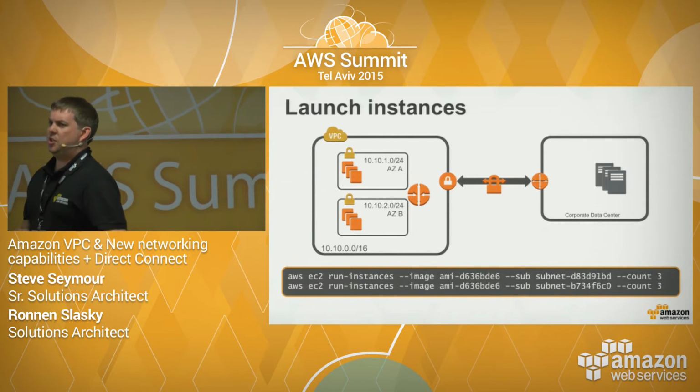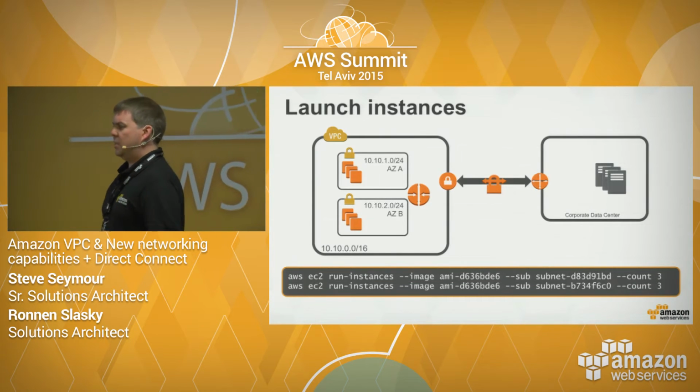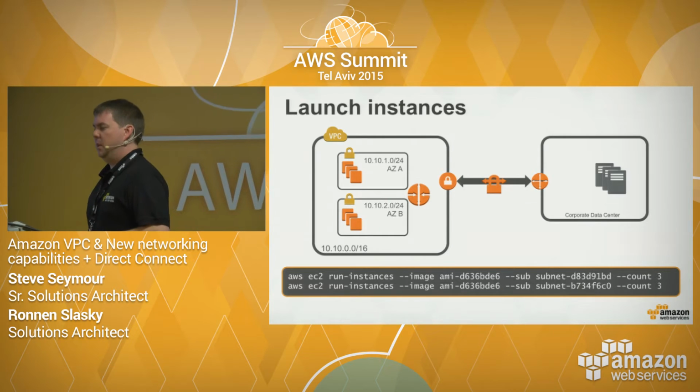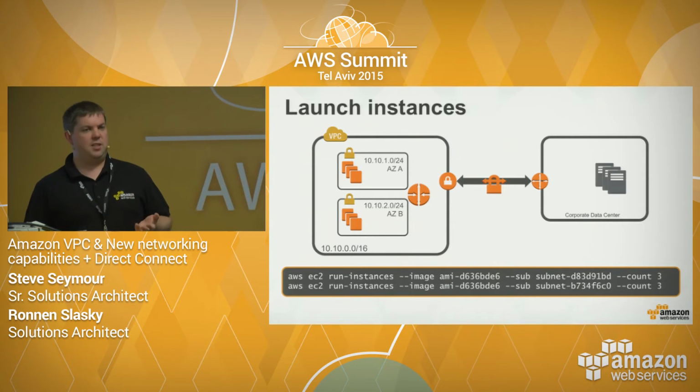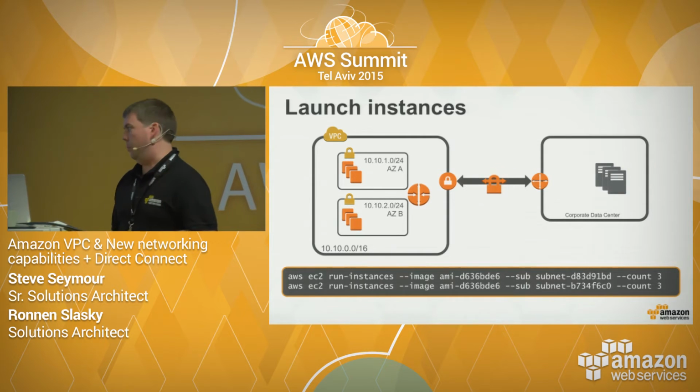And then finally, because it's just as easy to launch one instance as it is 1,000, we can just pass a parameter at the end that says we want to launch 3 of these instances. So now our VPC contains 6 EC2 instances, 3 in each subnet, connected back to our corporate environment.